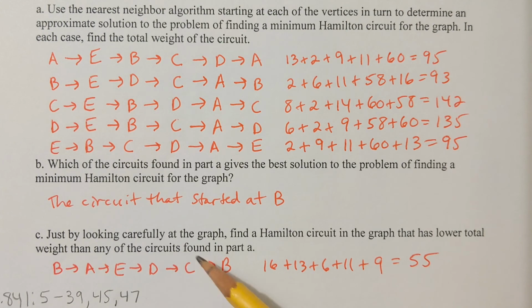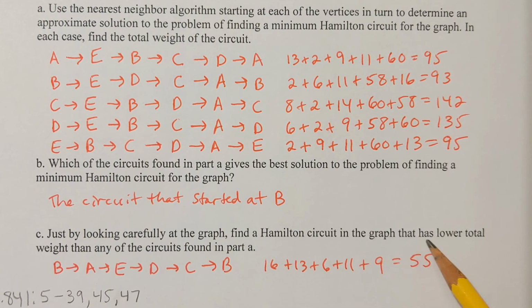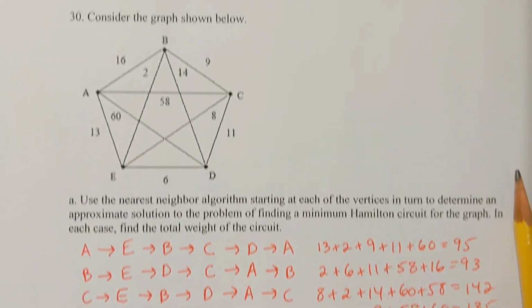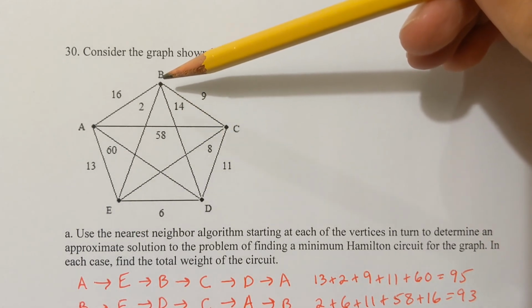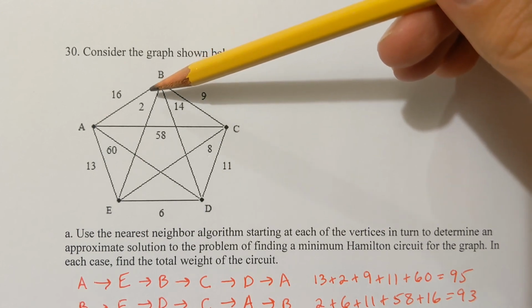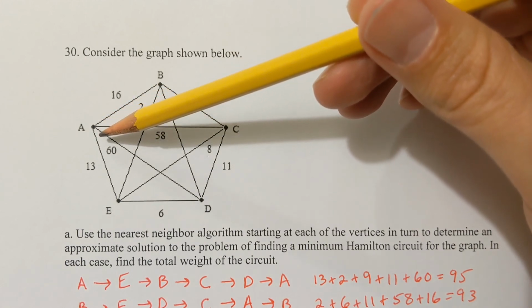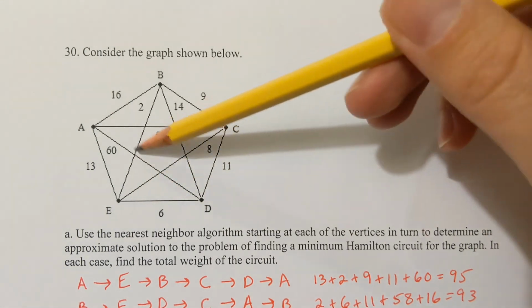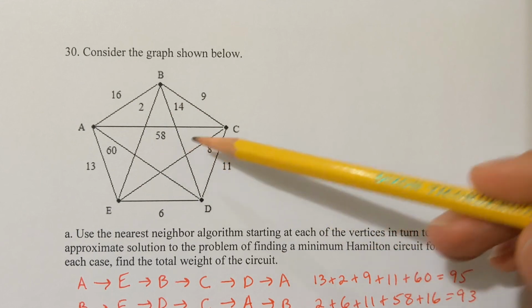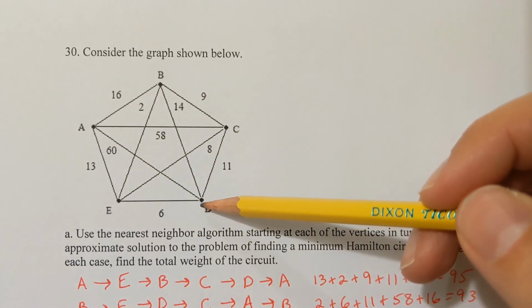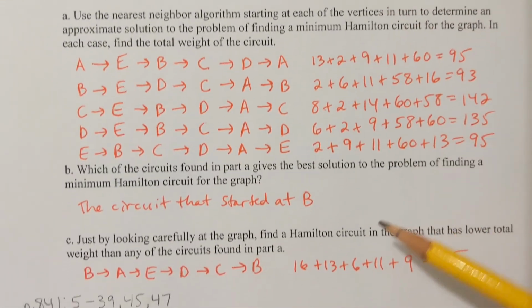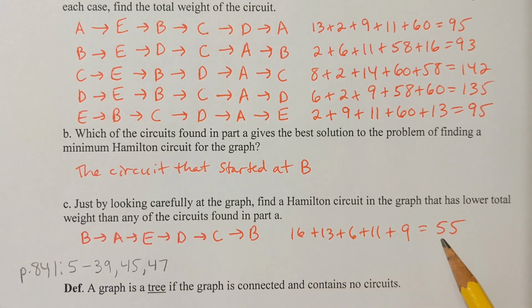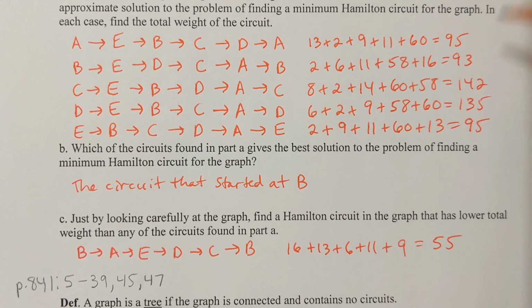Now just by looking carefully at the graph, find a Hamilton circuit in the graph that has a lower total weight than any of the circuits found in part A. Okay, so if I start at, I like the 2 there, so if I start at B and then go to, let's see, B to A, and then A to E, and well, yeah, so if I go to avoid these higher markers, so B to A to E to D to C to B. Well, if I take this pentagon around, I would go, let's see, that's going to give me 55, okay, which is smaller than all these other ones that I'm getting there.